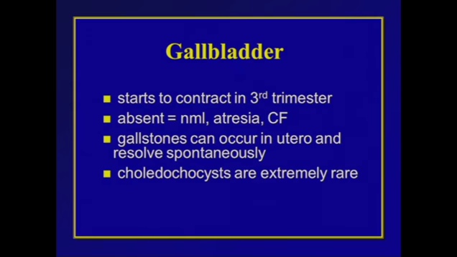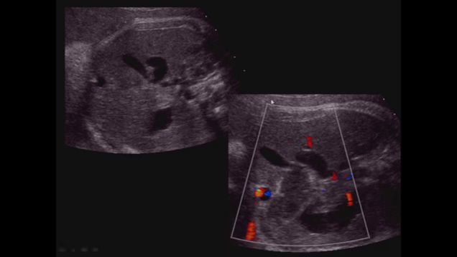And choledochocysts get a lot of press. They get talked about a lot, but they're extremely rare. So here's an example of a fetus where we could see the beautiful gallbladder in the right upper quadrant, but then we also identified this structure that also looks like a beautiful gallbladder in the right upper quadrant. And on this image with the color, you can see there's no flow in either structure, and this fetus did indeed turn out to have a duplicated gallbladder.